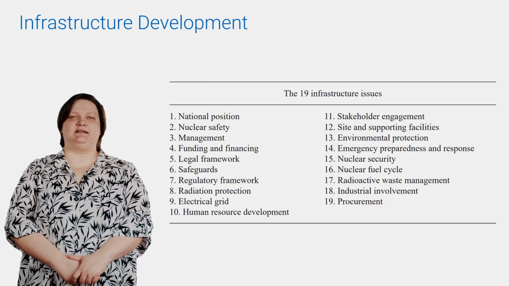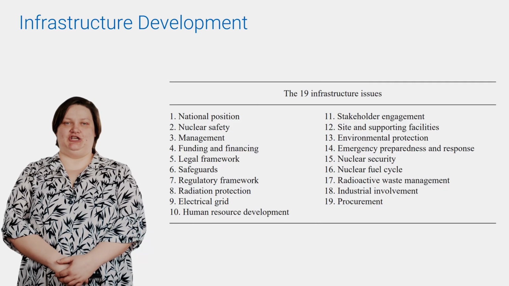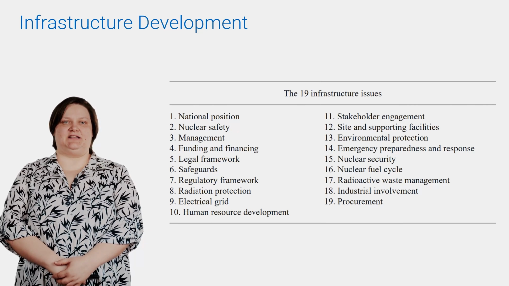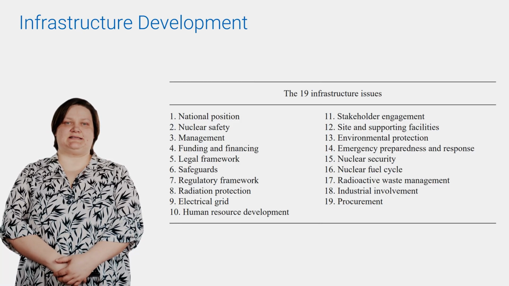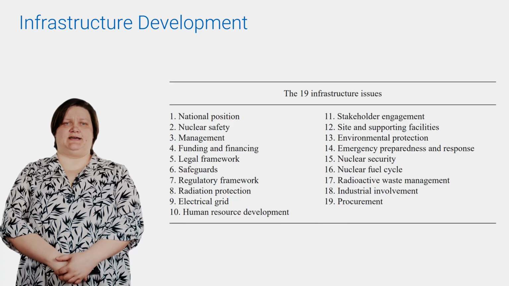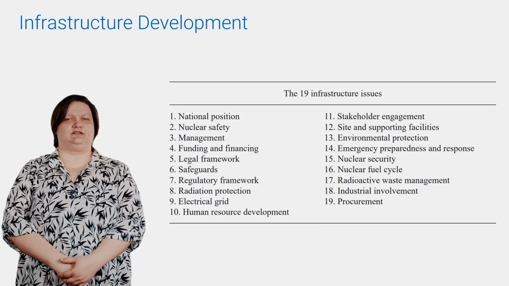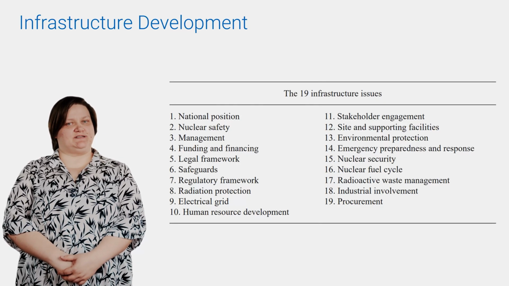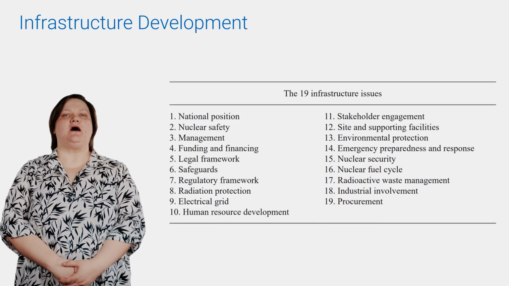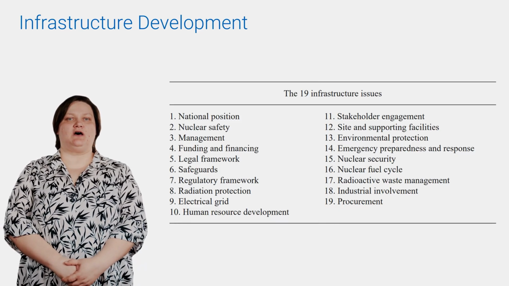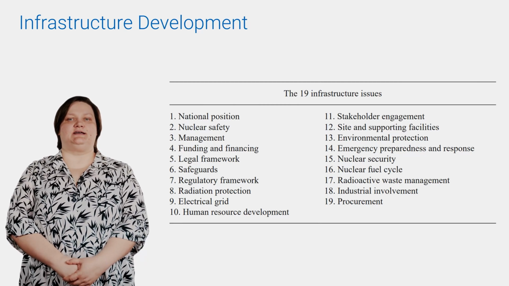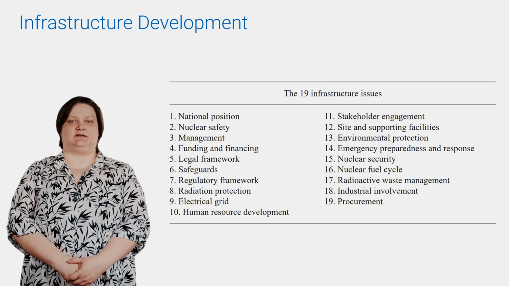The table shows the 19 infrastructure issues that need to be considered for each milestone. These are the following issues: national position, nuclear safety, management, funding and financing, legal framework, safeguards, regulatory framework, radiation protection, electric grid, human resources development, stakeholder engagement, site and supporting facilities, environment protection, emergency preparedness and response, nuclear security, nuclear fuel cycle, radioactive waste management, industrial involvement, procurement.